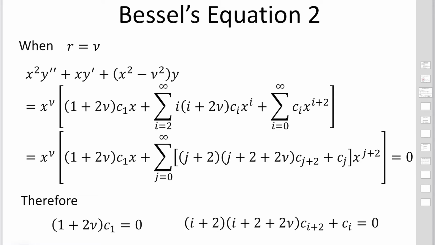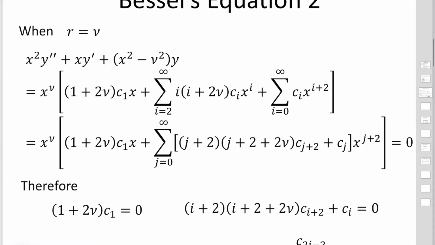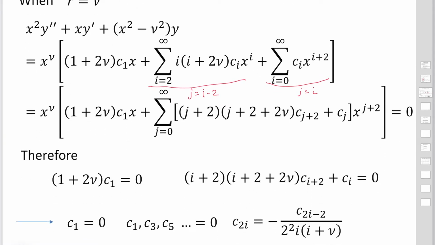It becomes (1 plus 2 nu) times c sub 1 times x plus the sum for i starting from 2 to infinity of i times (i plus 2 nu) times c sub i times x to the i, plus the sum for i starting from 0 to infinity of c sub i x to the i plus 2. Then we can change the i to j. Using the second term, we can use j equals i minus 2. For the third term, you can use j equals i. So we can exchange i to j for the third term. The second term and the third term are combined into a single term.